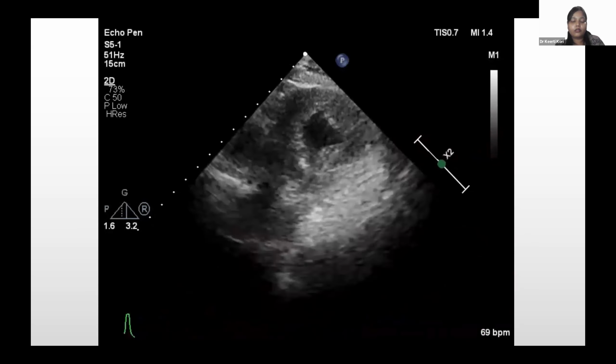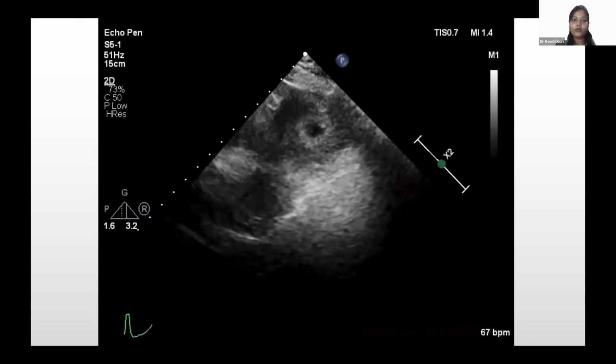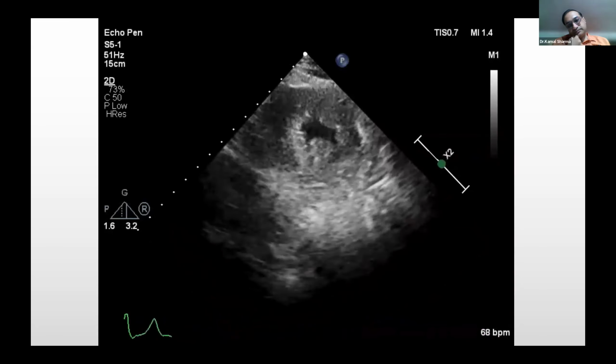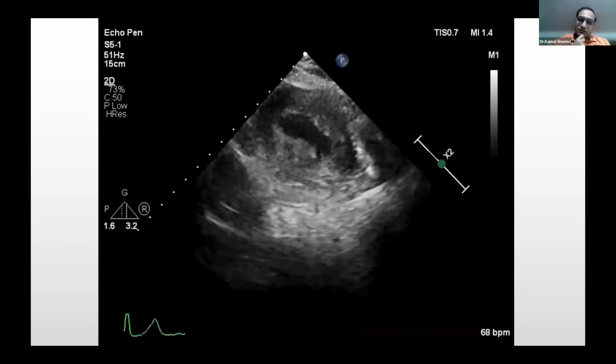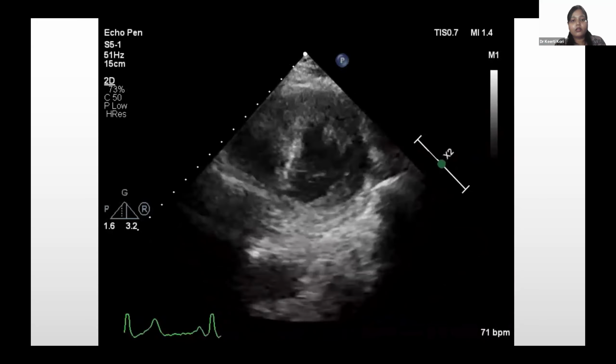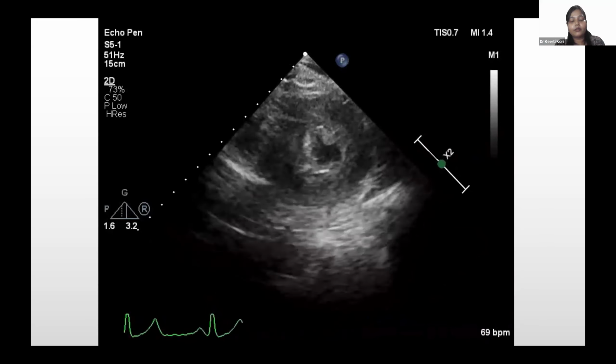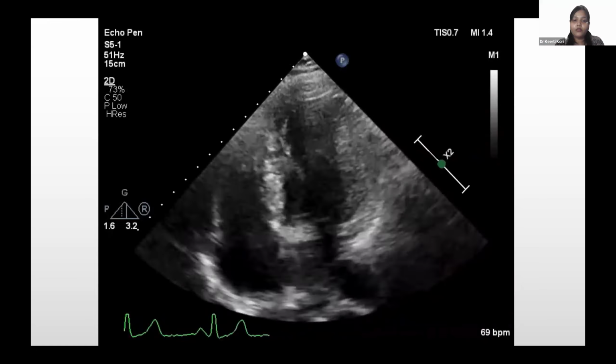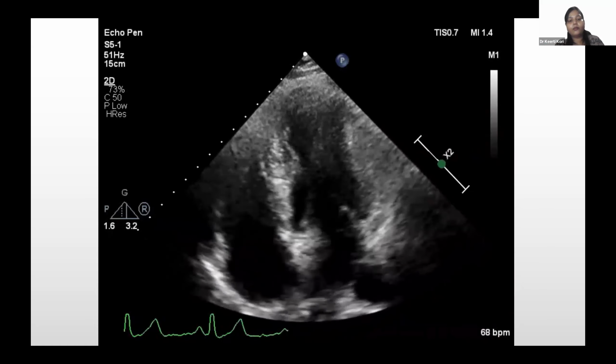M mode across the... This is a short axis view at the apex, at mid papillary level. Apical 4-chamber view showing hypertrophy.